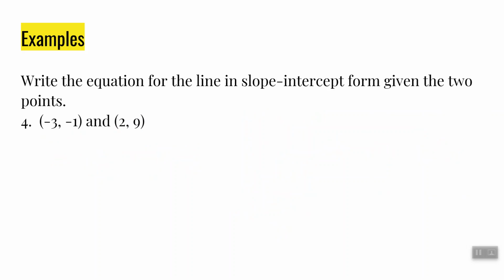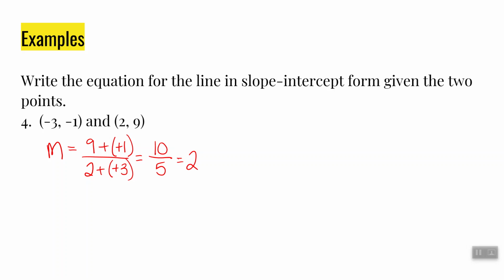I think I have one more example. This might be one where the fraction doesn't cancel, so we get to work with that fraction again. So (-1, -3) and (2, 9). First, the slope formula is 9 minus negative 1. That's going to be adding. And 2 minus negative 3. Oh no, this one works out real nice. 9 plus 1 is 10. 2 plus 3 is 5. That gives me a slope of 2.